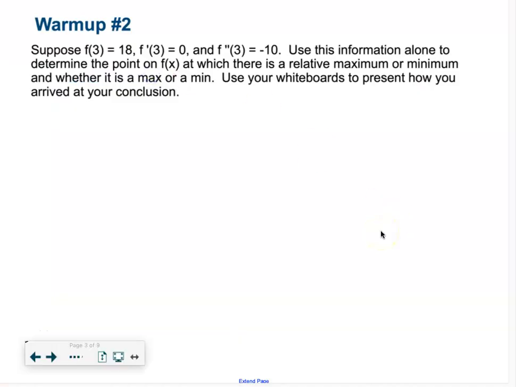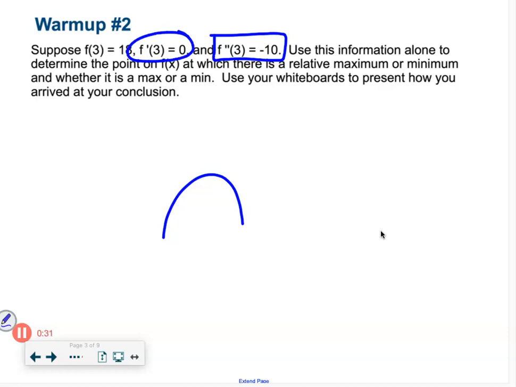So for our warm-up today, every single group here figured out that because the second derivative was negative, you have a function that's concave down. That's great. That doesn't tell you whether you have a max or a min, but there's one more piece of information that they give you, which is that the first derivative is 0. If the first derivative is 0, what does that mean?